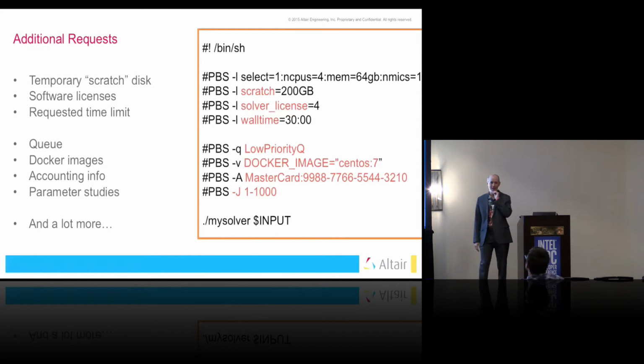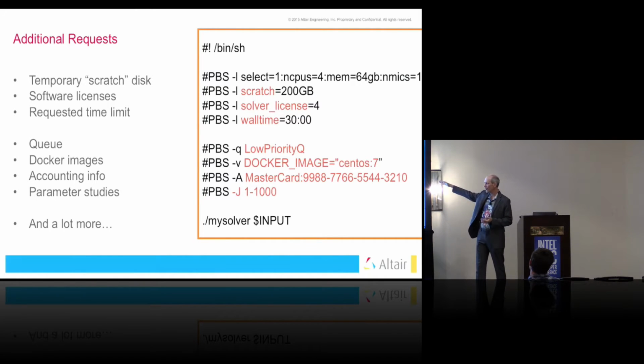You can also describe all sorts of other stuff that you might need. Temporary scratch space, software licenses, which are often needed, a time limit. Queues, I said, queues were mostly an abstraction, but actually that abstraction is used a lot by a lot of sites in order to define some site policies or give you information about when your job might run or what priority it might run at.